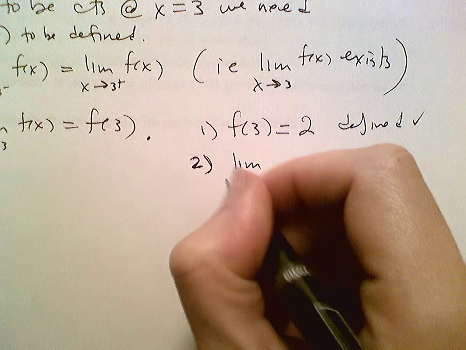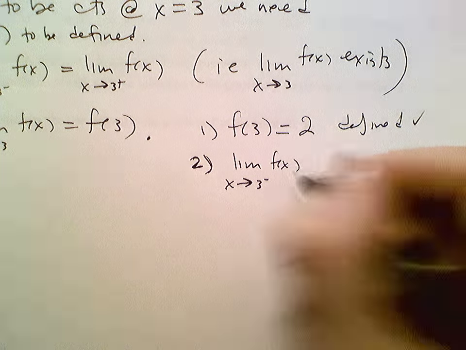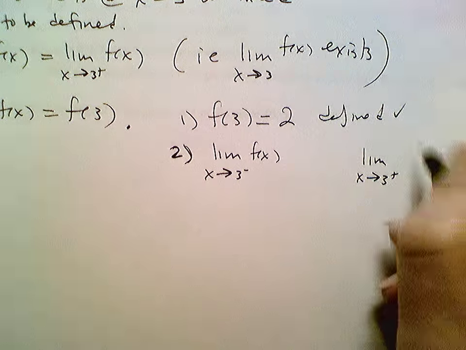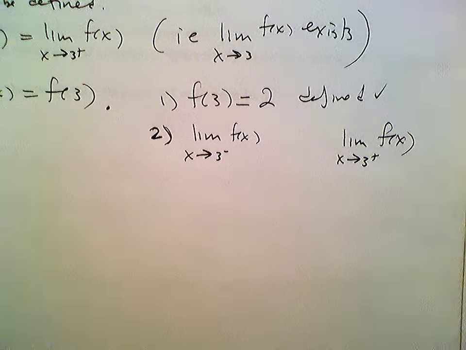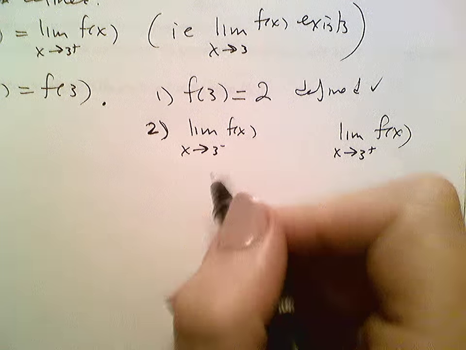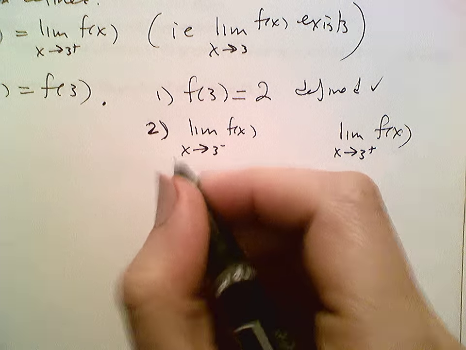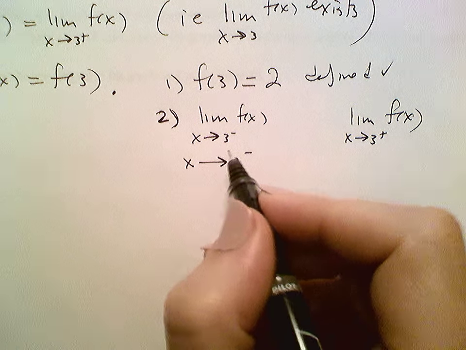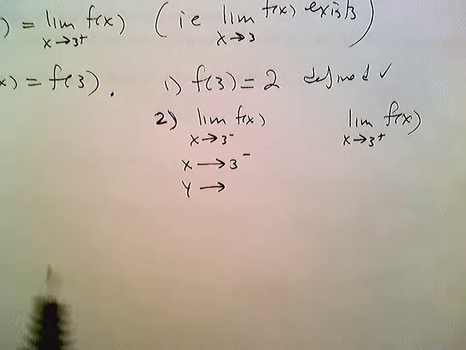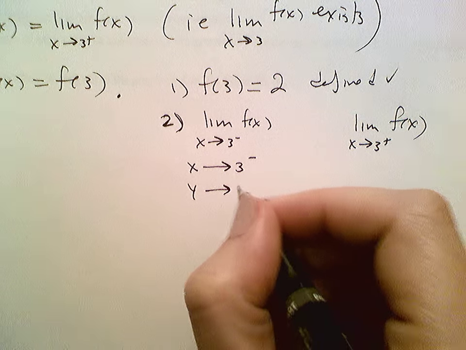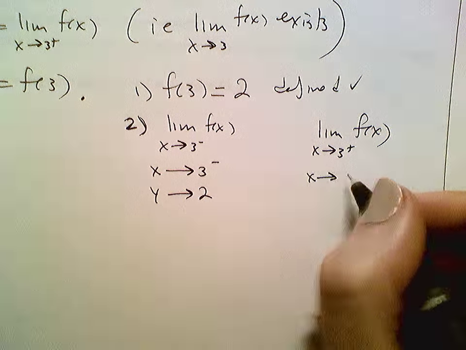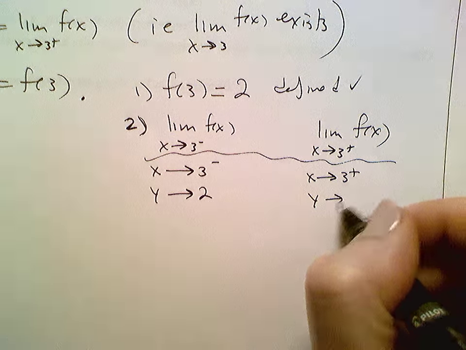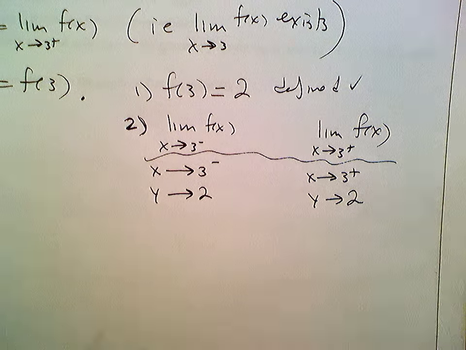Number 2, I need to do the limit as x approaches 3 from the left, and then over here I need the limit as x approaches 3 from the right. So I've got to find both of these. And I think notation is important here, guys. But below it, I'm going to use this kind of easier notation. So as x approaches 3 from the left, y approaches... 3 from the left, I'd be using the top function, so y would be approaching 2. And then over here, as x approaches 3 from the right, y is approaching, I'm using the bottom function, also 2.